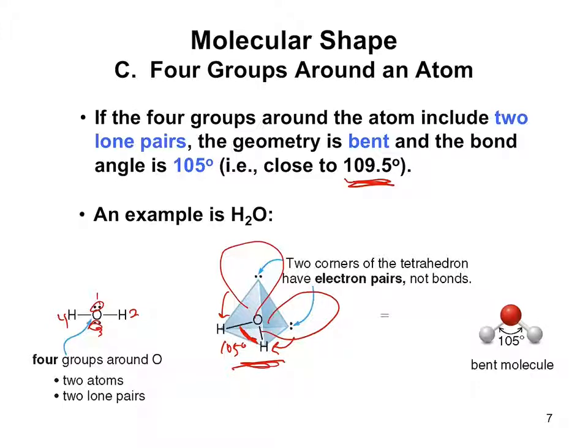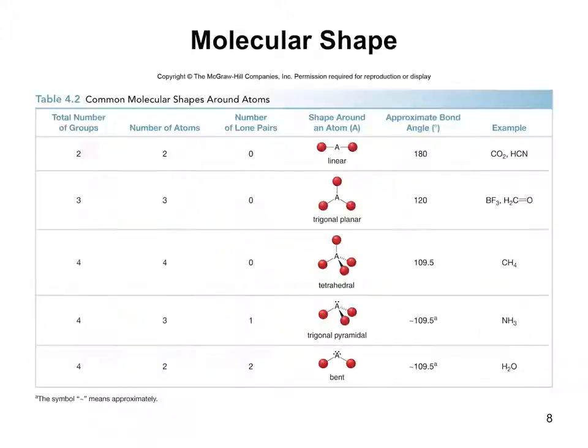Okay, so those are some examples, and we can summarize this idea all in a chart that's in your book. So I highly recommend that you check this out and become familiar with this chart. But basically, we went through this already. If the number of groups is 2, then notice that we've got the linear shape with 180 degree bond angles.